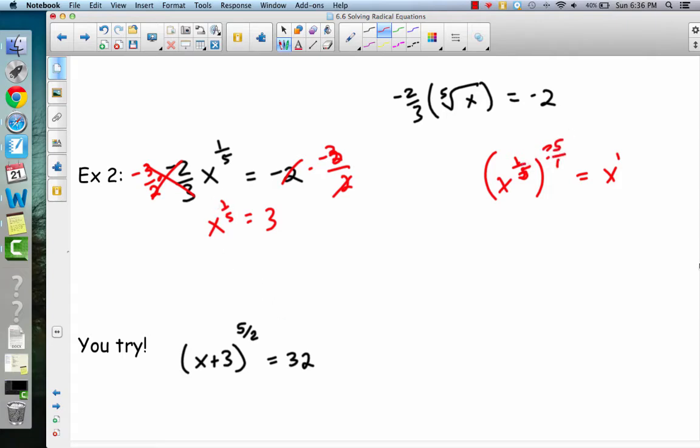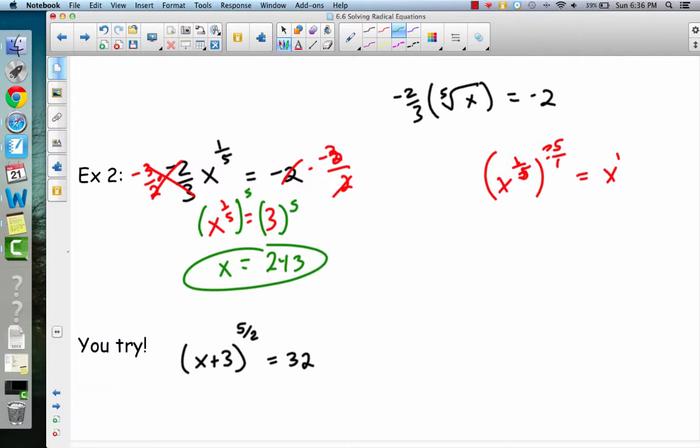So I'm going to take everything to the 5th power on both sides. When I take 1/5 times 5, I get 1, so x to the 1st, or just x. And then, of course, you could do your 3 to the 5th power, and if you don't know that off the top of your head, you can always type that in your calculator. So 3 to the 5th gets you 243. You always want to check your solution, so plug it back into the original and see if it works. Press the pause button and try the next one.